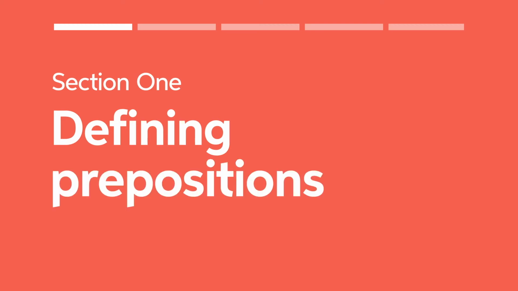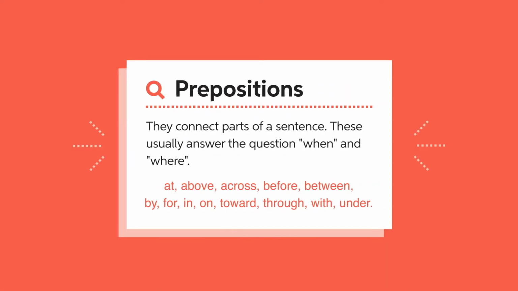I'm Matt. In this video, we're going to talk about prepositions, one of the more confusing types of words in the English language. Prepositions connect parts of a sentence. They can provide answers to questions such as when and where. Some examples are at, above, across, before, between, by, for, in, on, toward, through, with, and under.